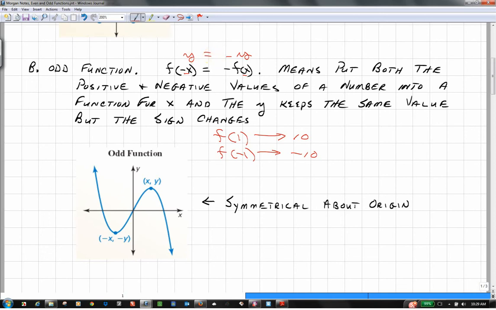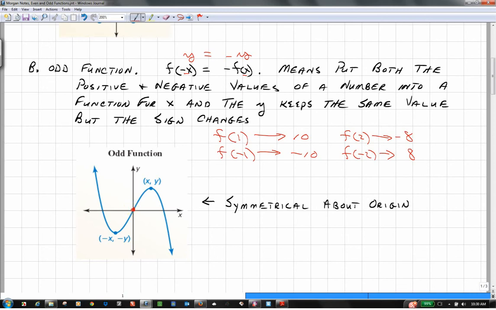Okay, so another example would be, let's say I put a 2 in and I get a negative 8 out, then if I put a negative 2 in, I get a positive 8 out. So putting the opposite values in for x, 2 and negative 2, produces the same number but with different signs coming out. That would be considered to be an odd function. And what that does is create a symmetry with respect to the origin. Okay, so it's symmetrical around the origin.